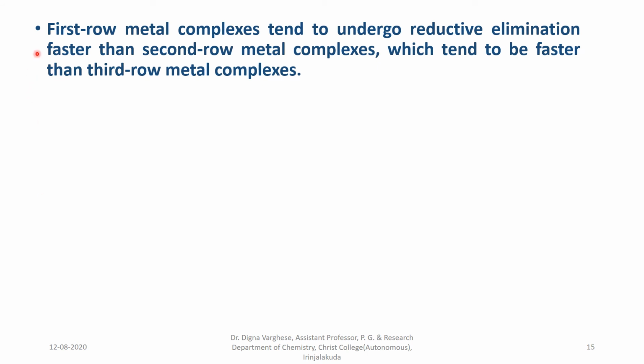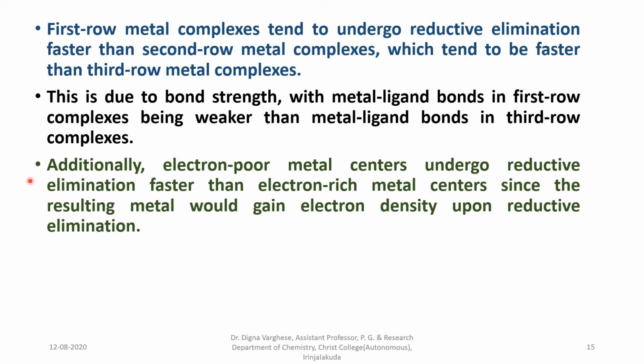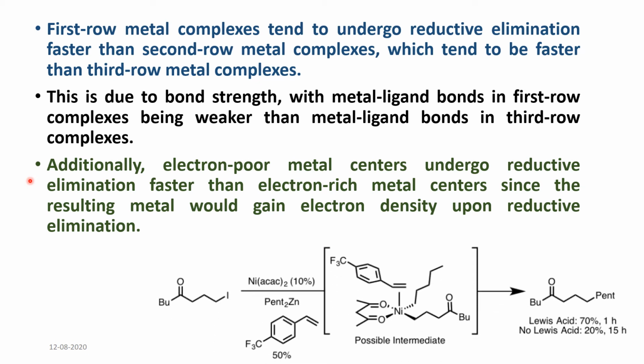First row metal complexes tend to undergo reductive elimination faster than second row metal complexes, which tend to be faster than third row metal complexes. Actually, this is the rate of reductive elimination reactions. This is due to the bond strength, with metal ligand bonds in first row complexes being weaker than the metal ligand bonds in third row complexes. Additionally, electron poor metal centers undergo reductive elimination faster than electron rich metal centers, since the resulting metal would gain electron density upon reductive elimination. This is an example of reductive elimination reactions.